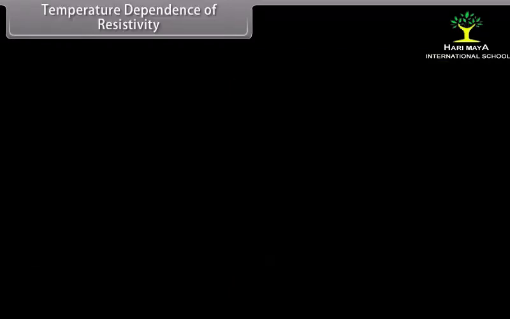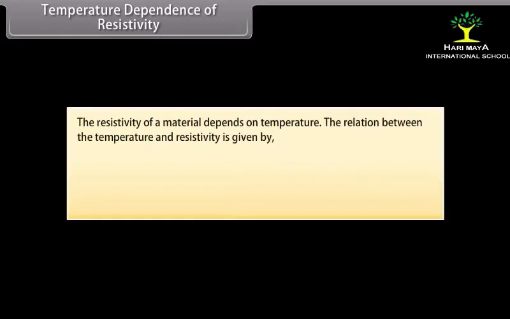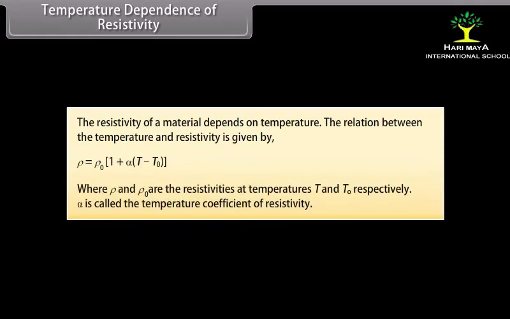Temperature dependence of resistivity. The resistivity of a material depends on temperature. The relation between the temperature and resistivity is given by rho equals rho naught multiplied by 1 plus alpha times T minus T naught, where rho and rho naught are the resistivity at temperatures T and T naught respectively. Alpha is called the temperature coefficient of resistivity.